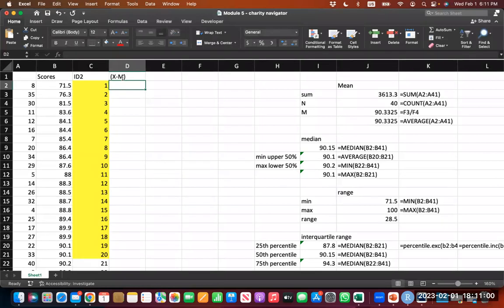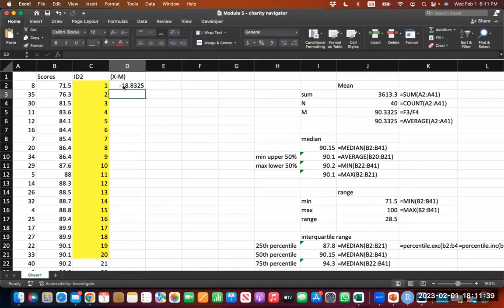So when you have x minus m, if the x is smaller than the m, logically the difference will be negative. If the x is greater than the m, the difference will be positive. So if I calculate x minus m, I calculate b2 minus, and now I go here to the right, that's on j, I take the mean, but I need to lock it in, otherwise it would shift down again, don't forget that, right? So you lock it in with the $ sign, because it's just one constant.